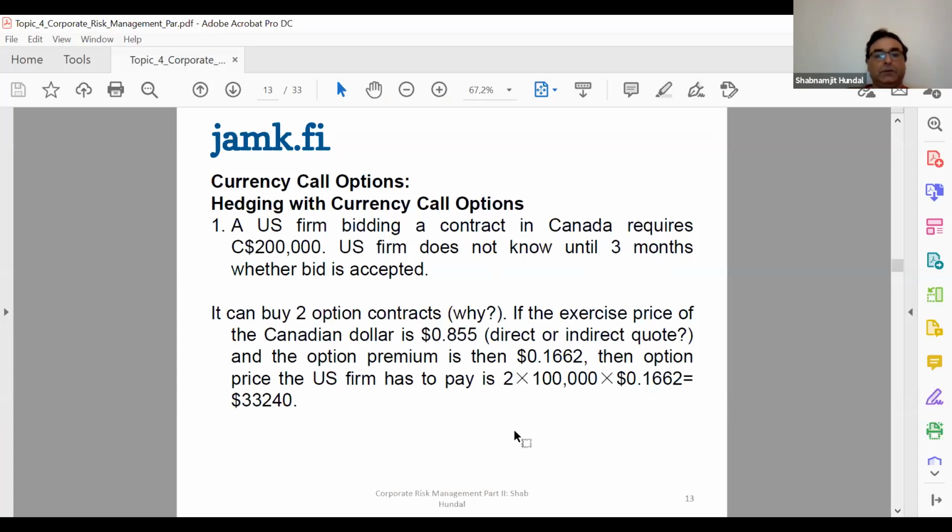Yeah. So the premium is, so this is the example where you are going to buy 200,000 Canadian dollars after 3 months. If the bid is accepted, you buy 2 option contracts, because one option is for 100,000 Canadian dollars. It's just technical information. I could have ignored it. The exchange rate of a Canadian dollar in American dollars is 0.855. So it's a direct quote because we are in America, and the price is given in US dollars, which is perfectly fine.